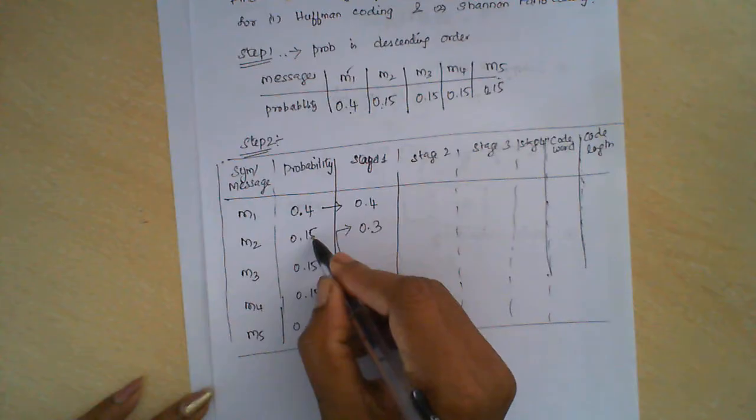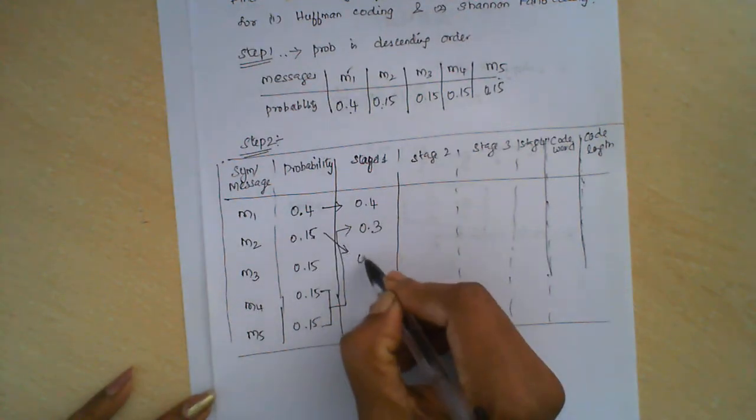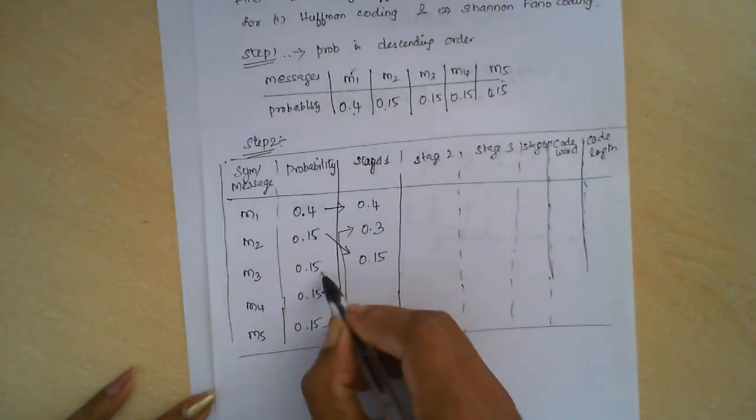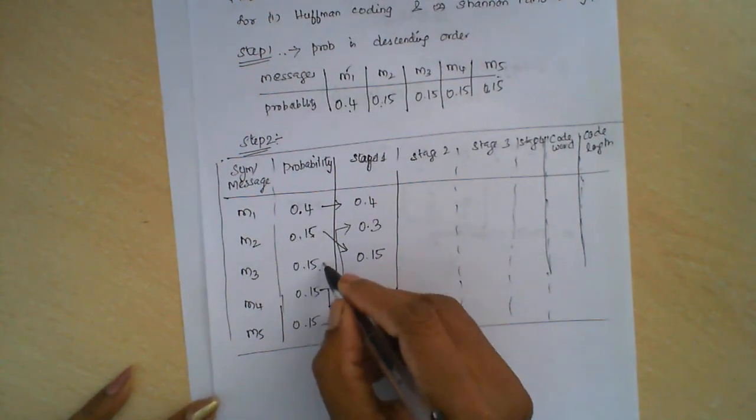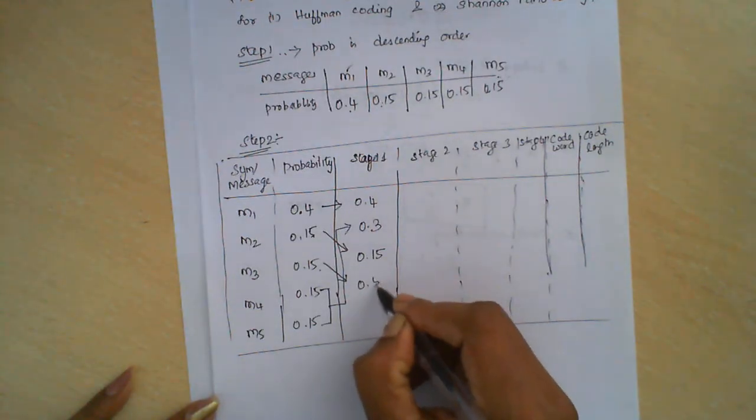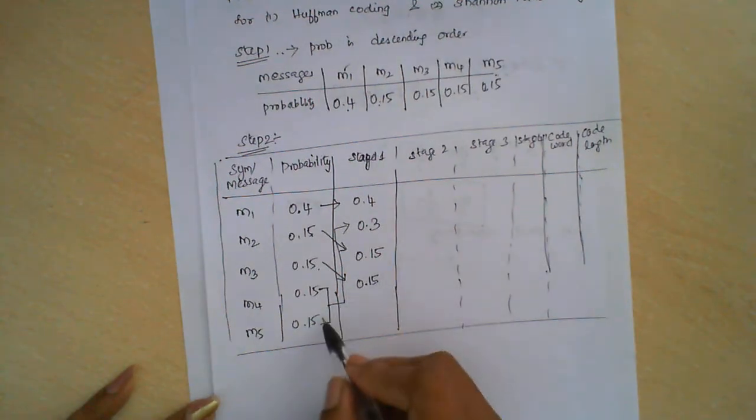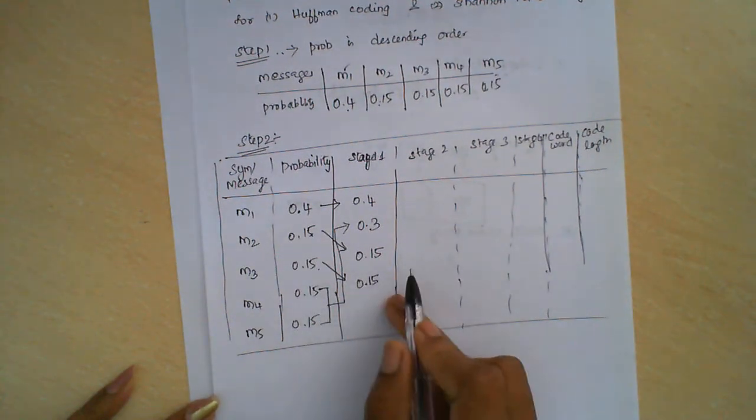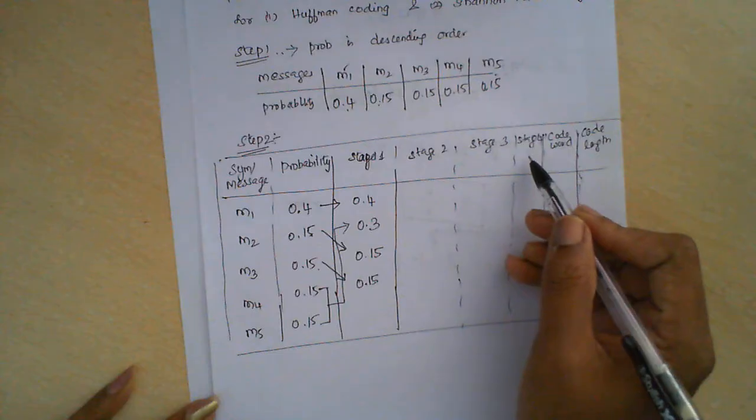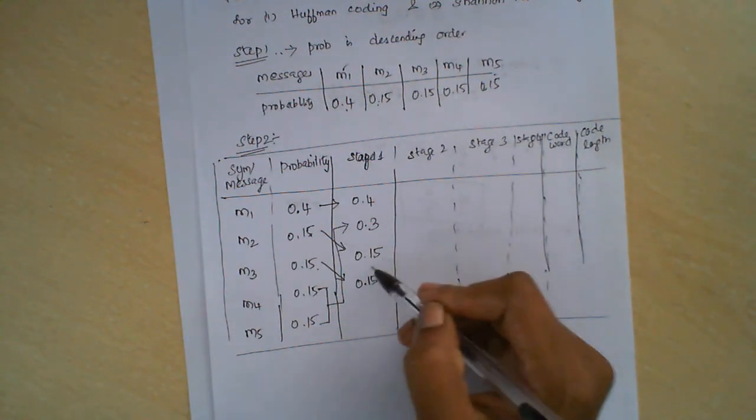And here this 0.15 is present, so you should shift this 0.15 to the next level. Then the remaining one, again one more 0.15, you should shift to the next location. So this is how it gets shifted, and one bit value gets reduced. So finally we will get till stage 4, with the reduced bits.